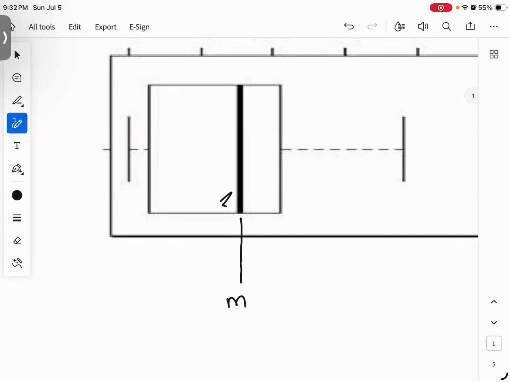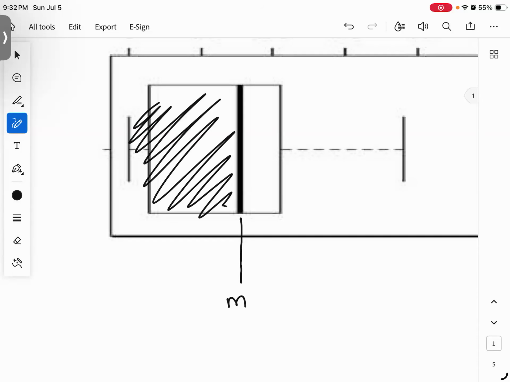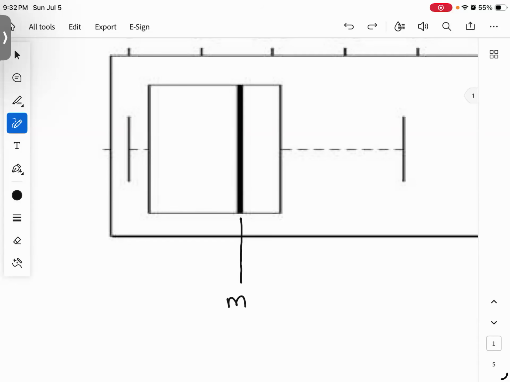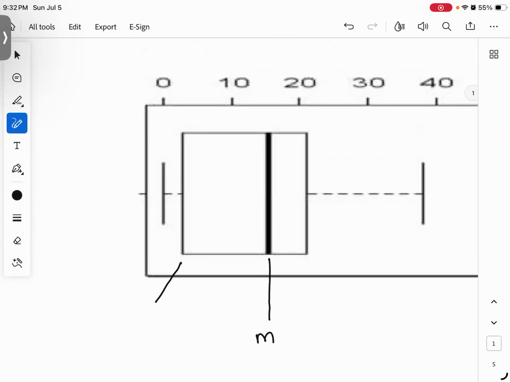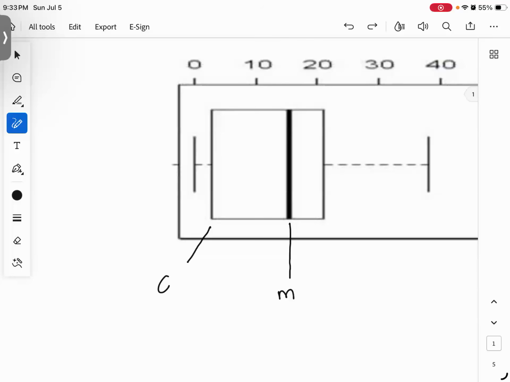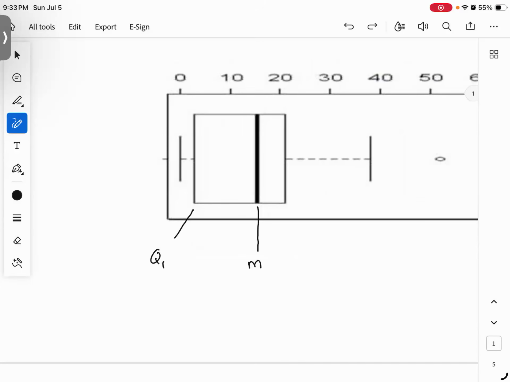So here, I'll try to shade it. Like this right here would be 50% of your data. And then on the other side would be the other 50% of your data. And then the rest of the box, that line that you see there, again, it would correspond to some sort of value. That would be your first quartile, which is taking your lower 50% and cutting it into 25% and 25%. And then right here, you've got your third quartile. Now, that's your 75th percentile.